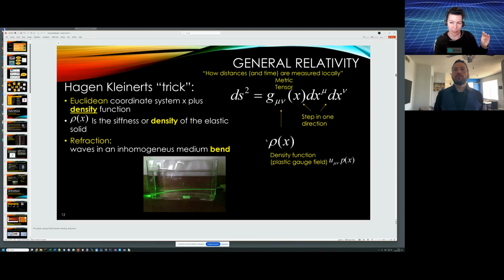Basically, I'm not going to go more into formulas, but when you look at the metric tensor from general relativity, it basically contains the gravitational constant and the mass, telling you how the Minkowski spacetime is curved at that spot. Similarly, we replace this by a density function. To be more specific, it's a plastic gauge field. But anyway, it's related to density, so the density will tell us how much curvature you have at a particular place in the universe.